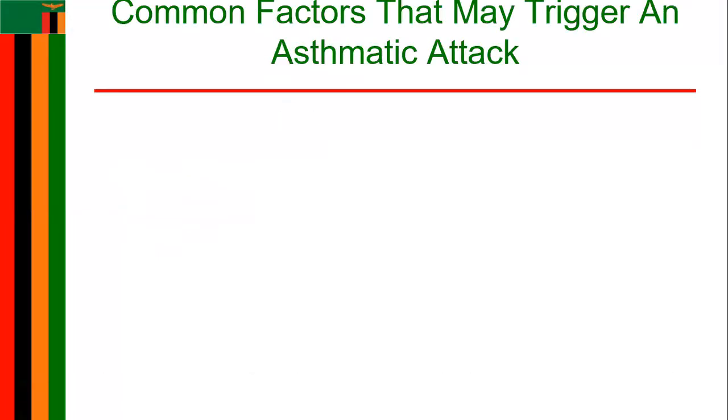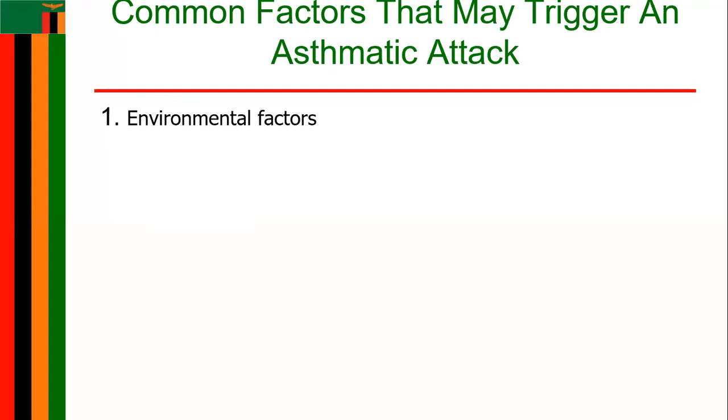Okay, let us look at some common factors that may trigger someone to go into an asthmatic attack, meaning predisposing factors of an asthmatic attack. Remember, what is going to cause a problem is when a patient goes into an asthmatic attack, but without an attack, they're actually okay. So what are some of the predisposing factors?